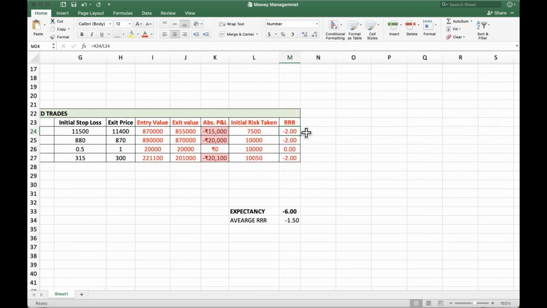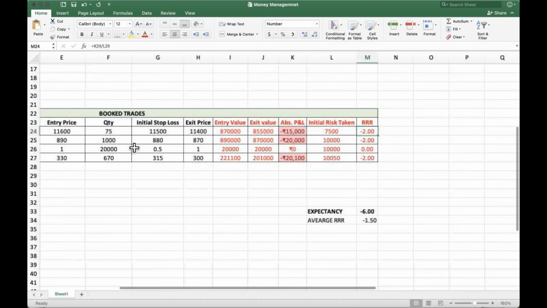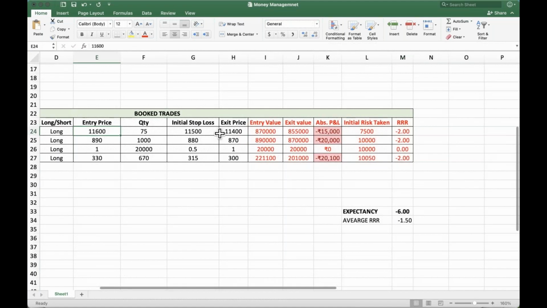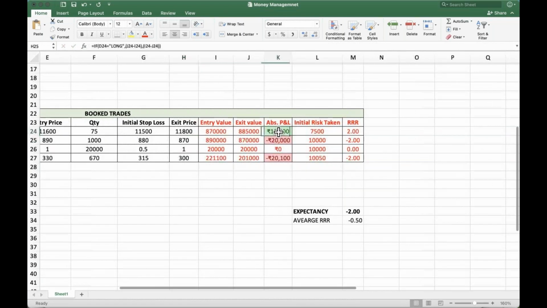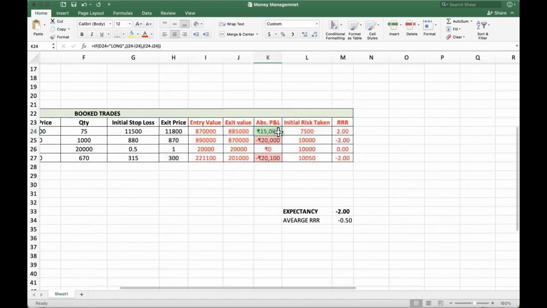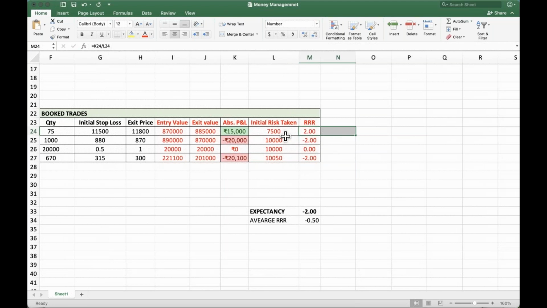So you took -2, means 2 times more loss. However, if I change it, let's say entry price was 11,600 and I make it 11,800, now you made 15,000 profit. So your RR will be +2, which means you took 7,500 risk and you made 2 times of it. So with this +2 means you took 1 rupee risk, you made 2 rupees. This -2 means you took 1 rupee risk, you lost 2 rupees.